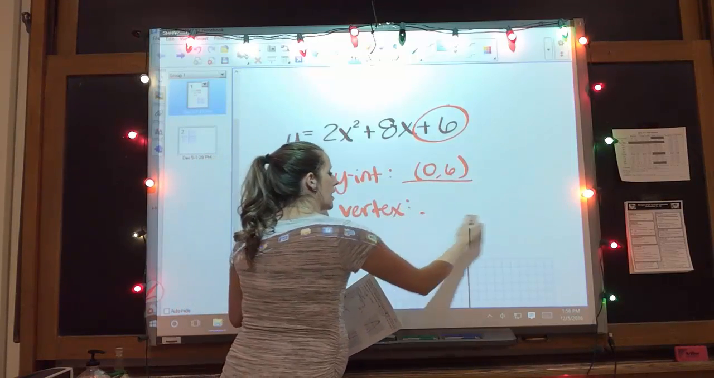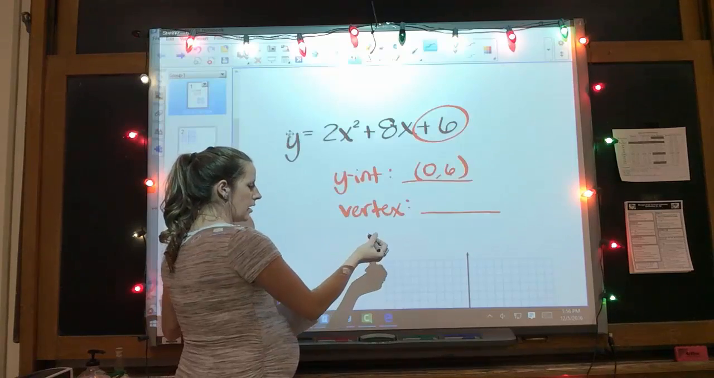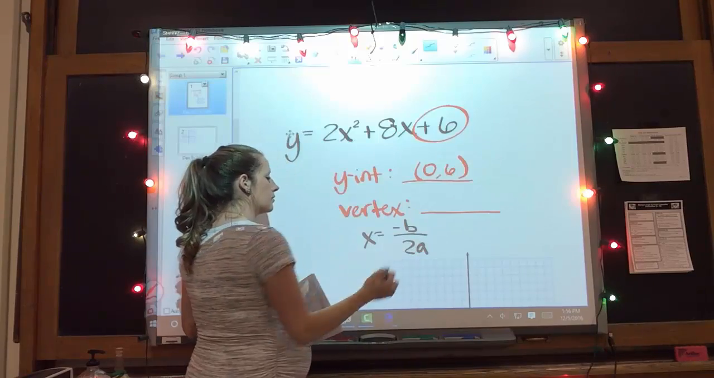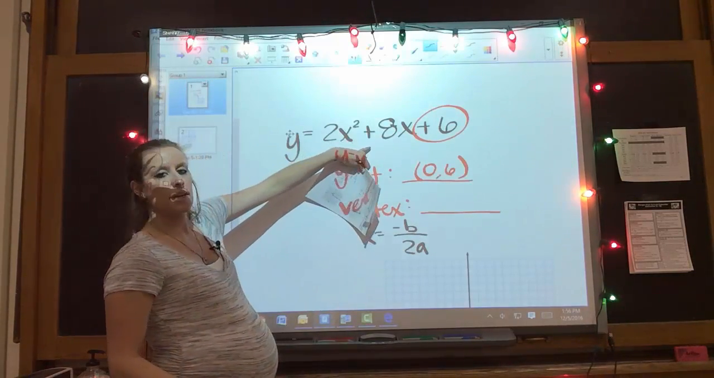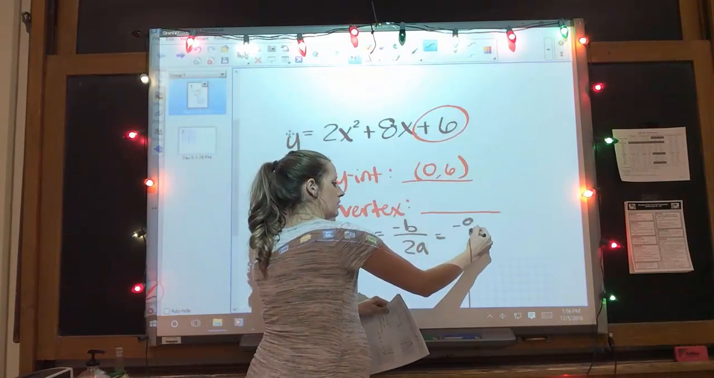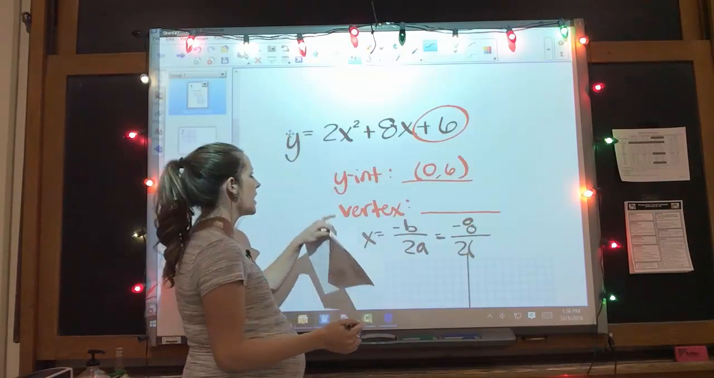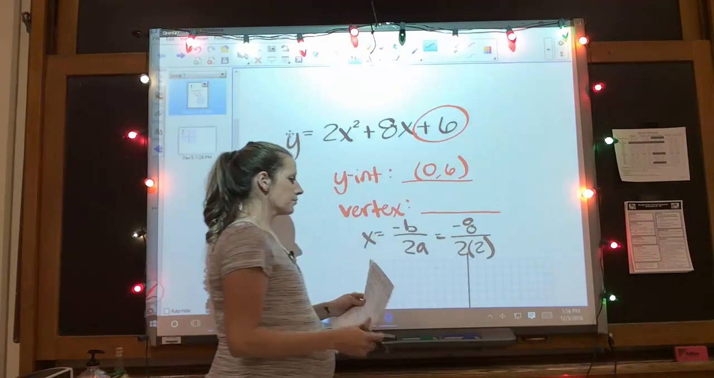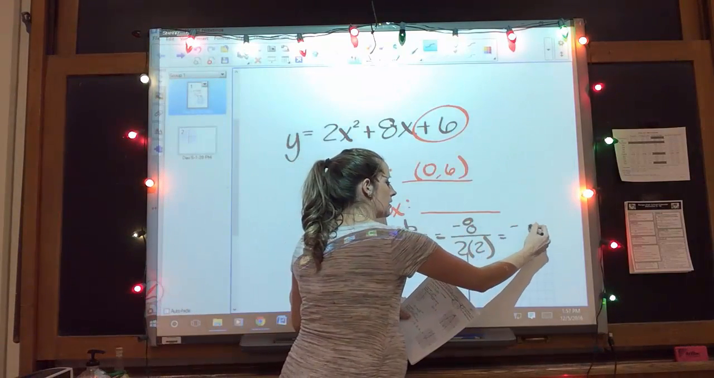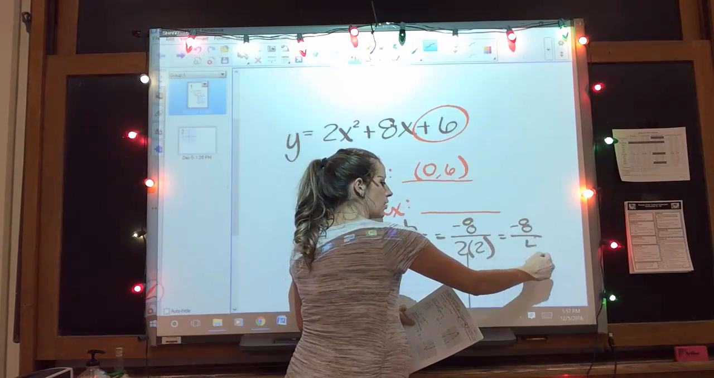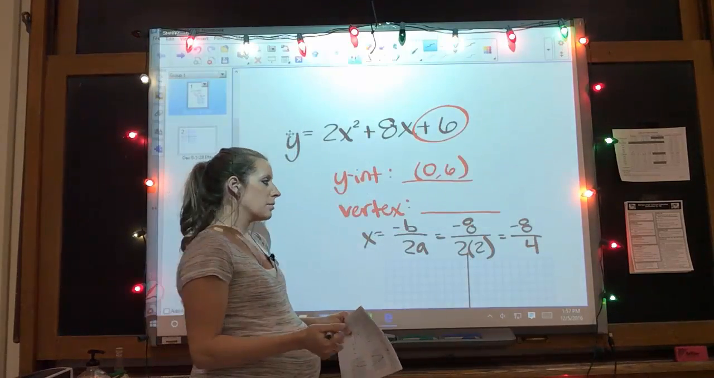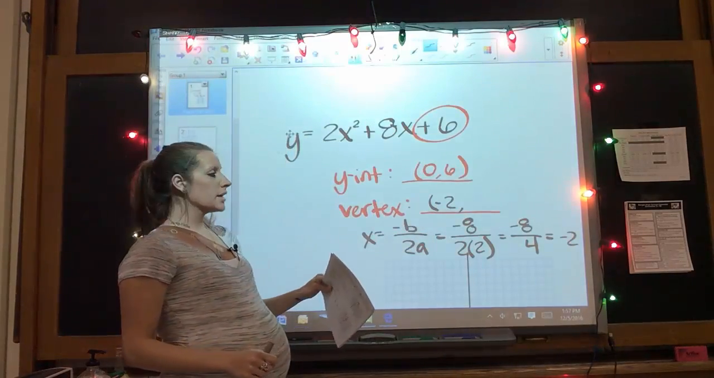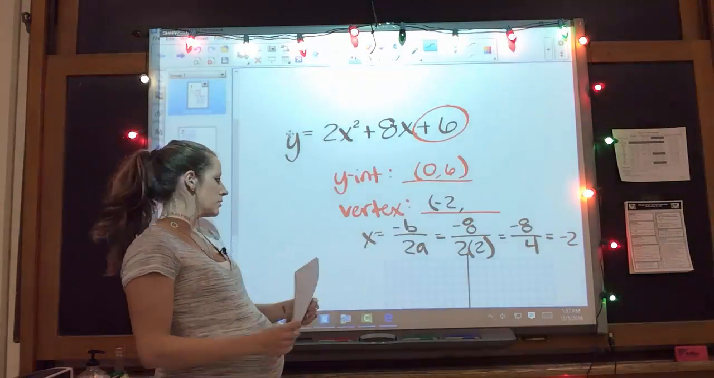And to find our vertex, we're going to use the formula x equals negative b over 2a. So the opposite of our b here would be negative 8 over 2 times a, which our a for this problem would be a positive 2. Okay, so negative 8 divided by 2 times 2 is 4. Negative 8 divided by 4 is negative 2. Okay, so negative 2 will be the x value of my vertex.